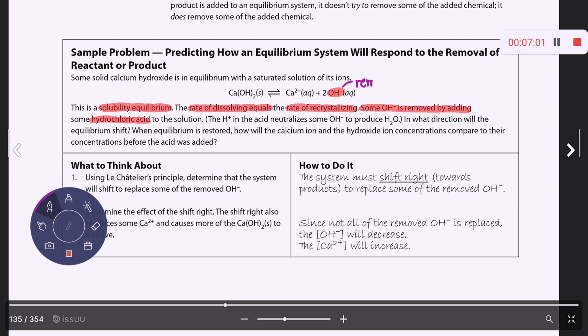So we have removed some hydroxide. Anytime you remove something, you move in its direction. So that's why we are moving to the right. We will shift right. The whole point of shifting right is to replace some of the removed hydroxide. You will never replace all of it. So as I shift to the right, that means the calcium ion concentration, which is on the right-hand side, will increase, but I was never able to replace all of the hydroxide that was removed, so the hydroxide ion overall decreased. Okay? All right, let's take a look at some practice problems.